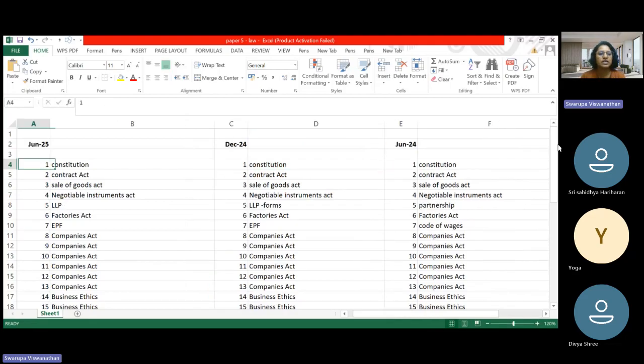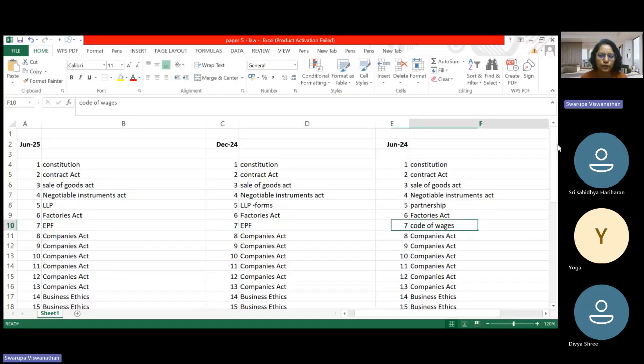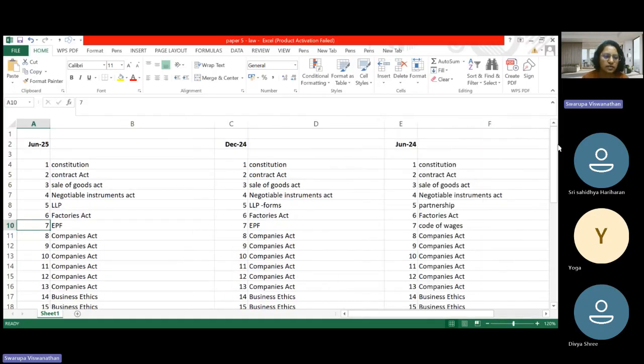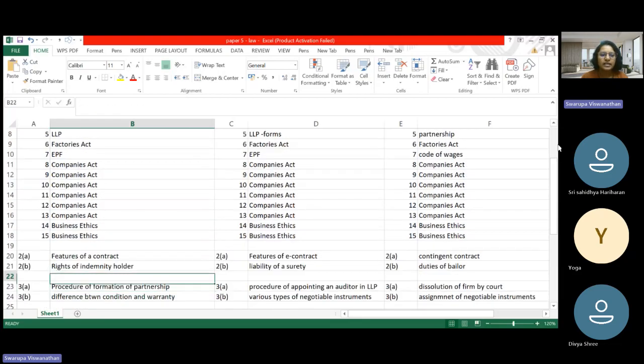The first question is always a general question about the Constitution and other aspects. Second question is from Contract Act. Third, from Sale of Goods. Then Negotiable Instruments, LLP one question, Factories Act one question, and then the seventh question keeps changing. It is either EPF, Code of Wages, Gratuity, or any of the other laws. And then we have Companies Act and Business Ethics, two questions.